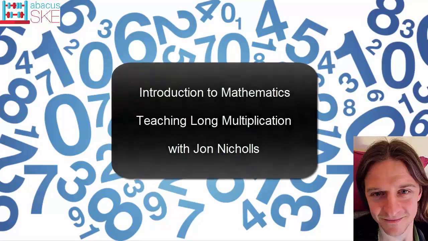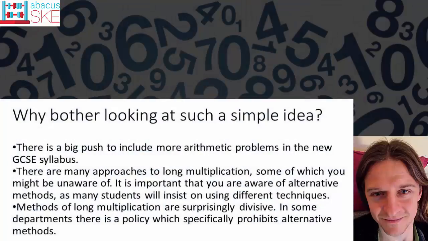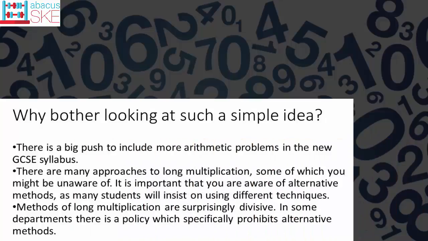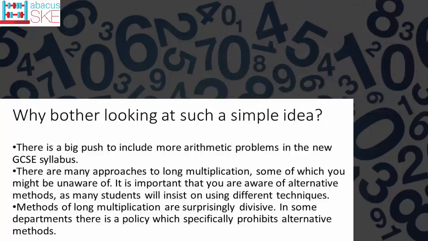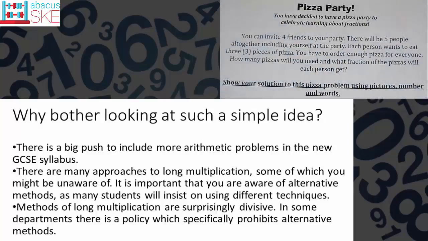So let's get started. Now, why bother looking at such a simple idea? Well, firstly, just like with negative numbers, it's something they meet at Key Stage 2. So it's clearly an important topic. There is also a big push going on at the moment to include more arithmetic problems in the new GCSE syllabus. That's really linking in with this new idea of including more functional skills questions or more problem solving questions.